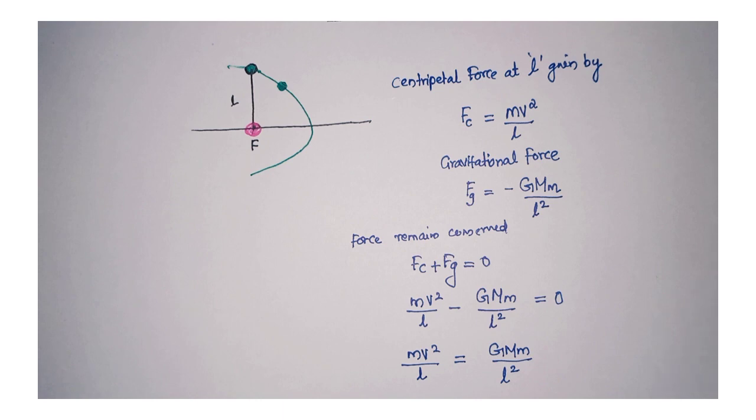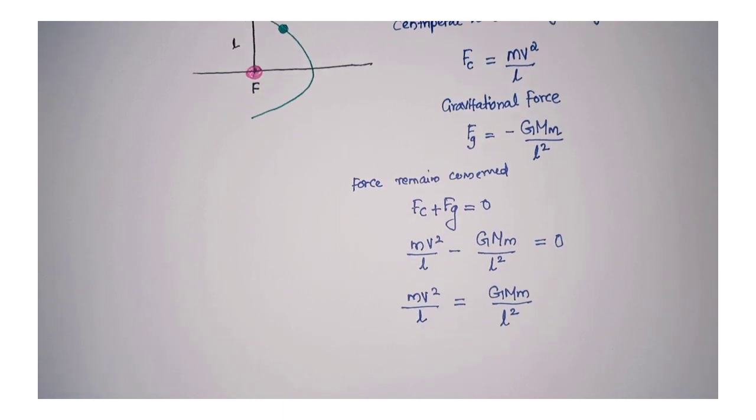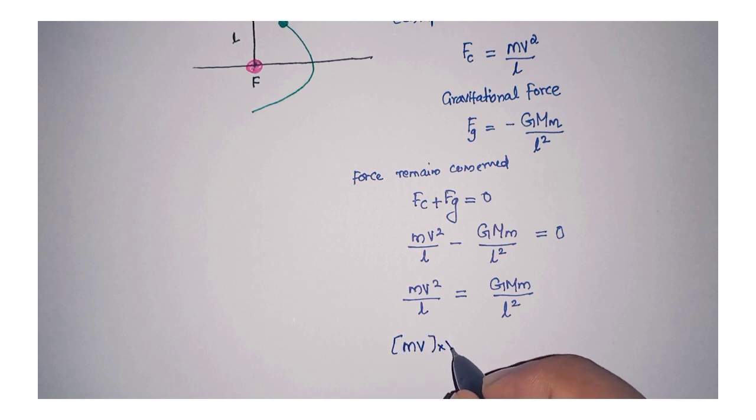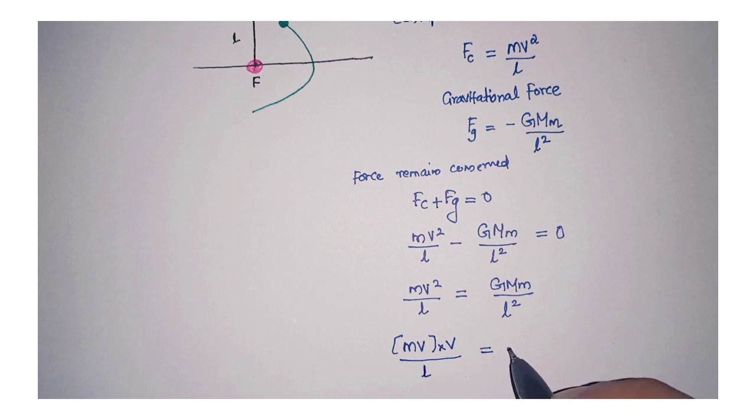Now I'll make some modifications here. We can write mv into v, divided by L, which is equal to GMm, and this is again the same, I just want to rewrite it, that's it.